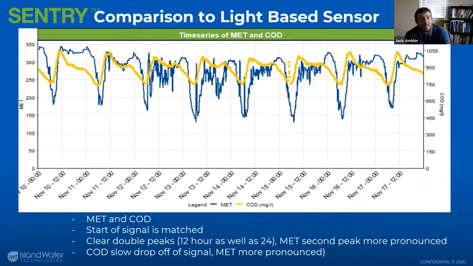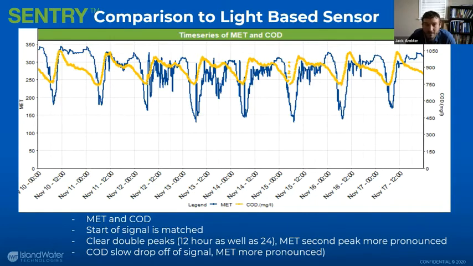You're welcome. And yeah, just to kind of show some of the data that we collected at the site, try to get you guys some real-time results here. So this is some of the data compared to some of the light-based sensor results. In this location, the blue signal is the MET data, or the SENTRY data, microbial electron transfer, or organic consumption rate, and the yellow data would be the installed COD measurement. So the COD is a light-based sensor. It'd have to be a whole other talk to discuss how those work, but essentially shining a UV light into and measuring the reflection back.